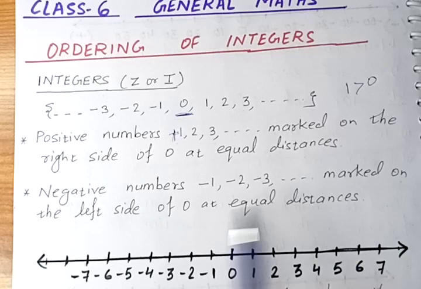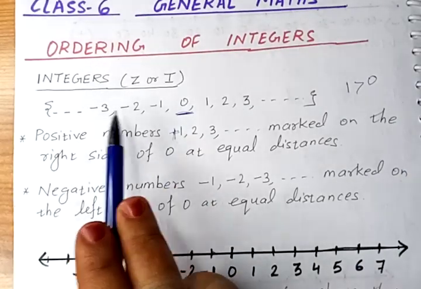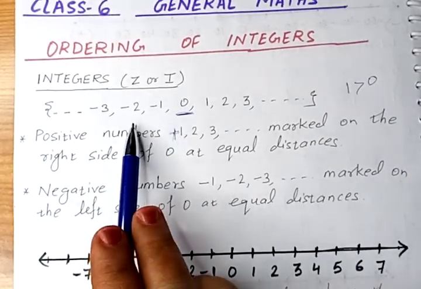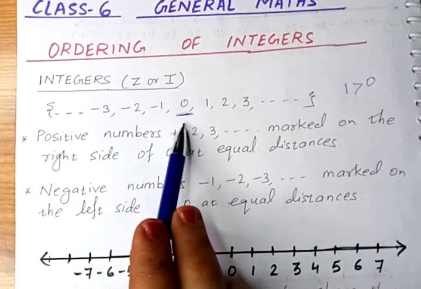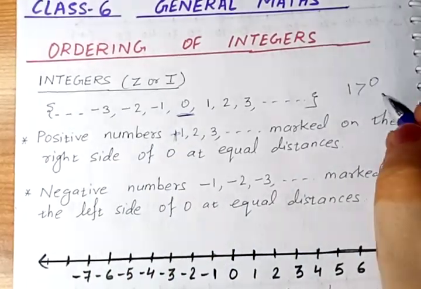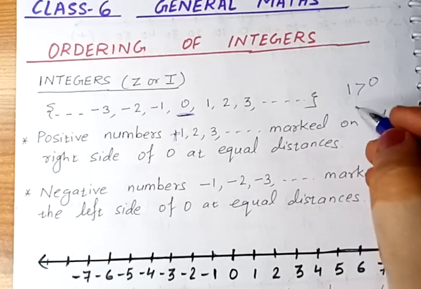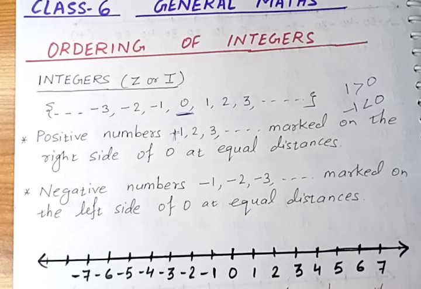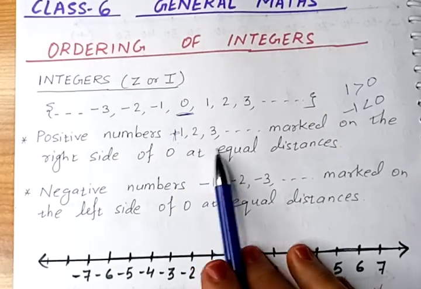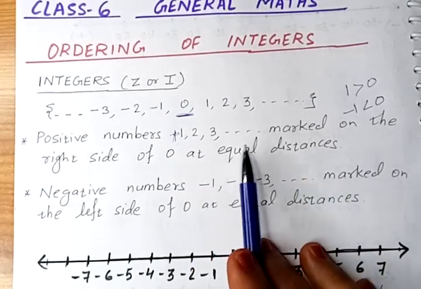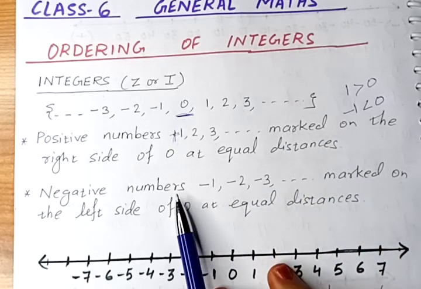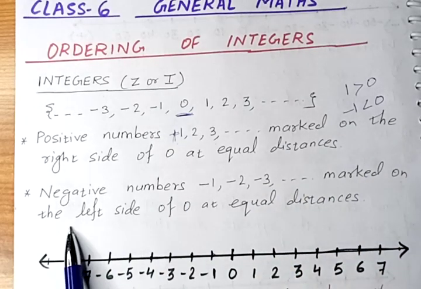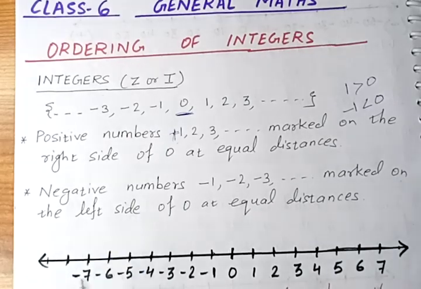And where do negative numbers lie? Always to the left of 0. Negative numbers always lie left of 0, and negative numbers are always smaller than 0. -1 is less than 0. Got it children? Where do positive numbers lie? Right of 0. Positive numbers are greater than 0. Where do negative numbers lie? Left of 0. Negative numbers are always smaller than 0.